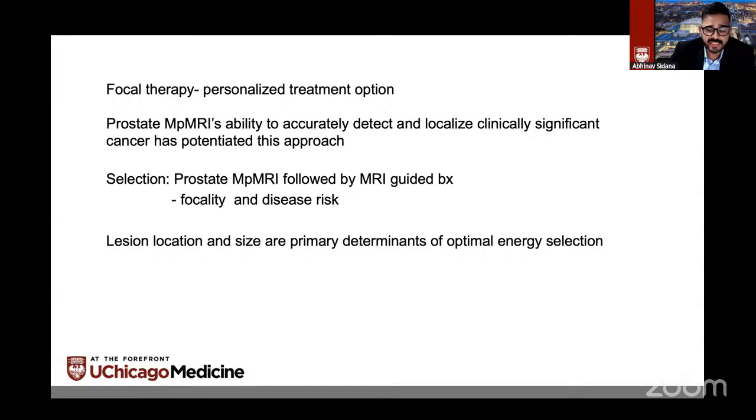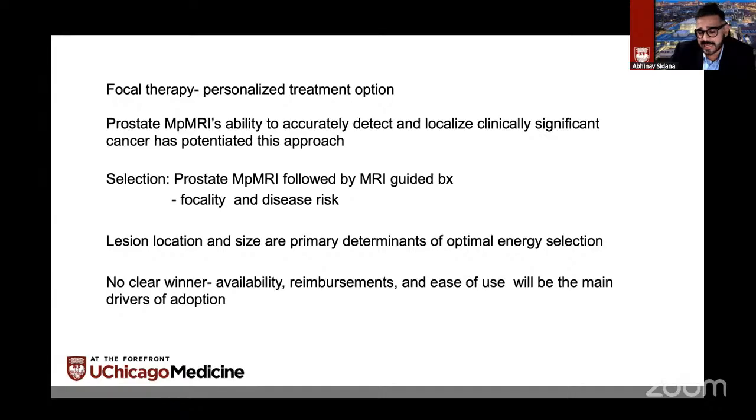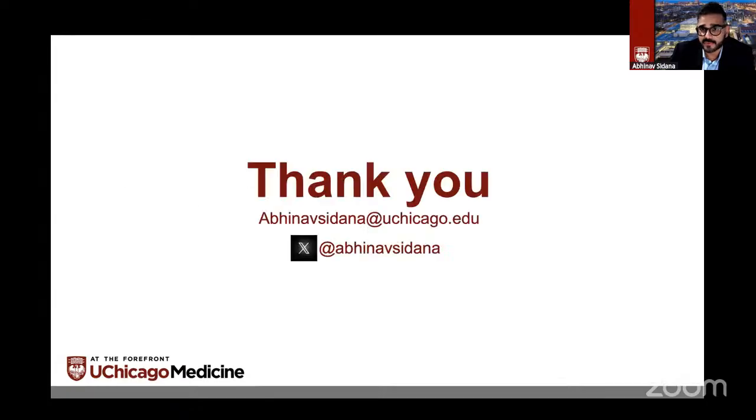Disease focality and disease risk are the two primary determinants of good focal therapy selection. Lesion location and size are the primary determinants of optimal energy selection. And at this point, there's no clear winner in terms of energy modalities. And I think selecting energies based on availability, reimbursement, and ease of use will probably be the primary drivers of adoption at this point. Thank you for your attention.